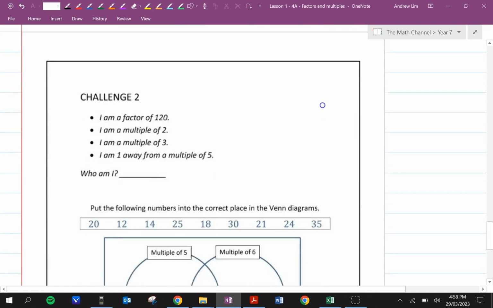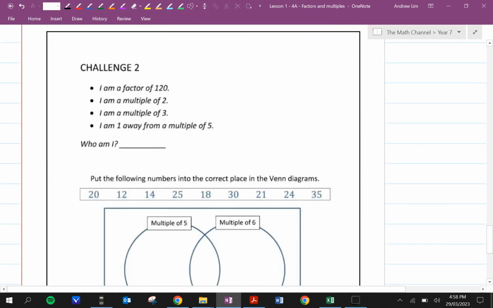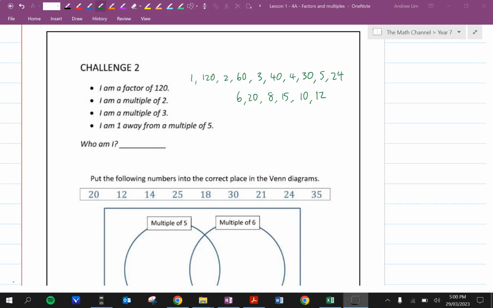Alright, a second challenge. I am a factor of 120. I am a multiple of 2. I am a multiple of 3. And I am 1 away from a multiple of 5. Who am I? Pause the video and have a go. Okay, so I've written all the factors of 120. Again, just start there because you're definitely going to have a finite amount of answers.